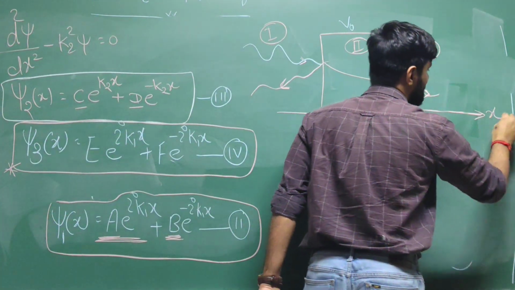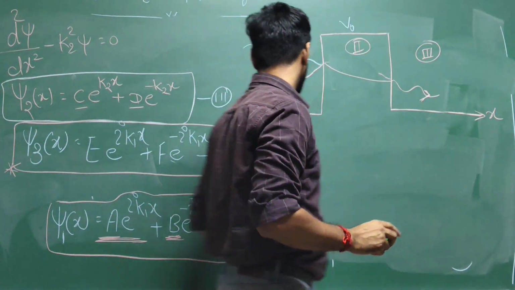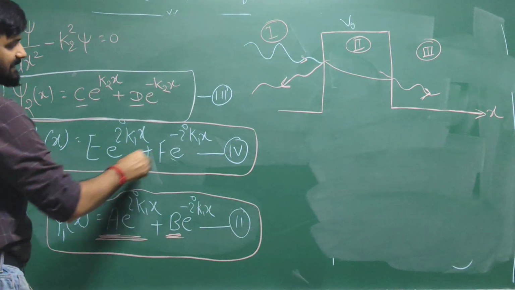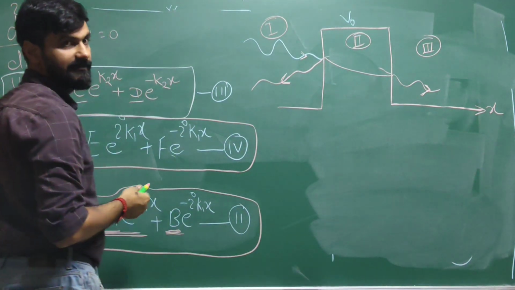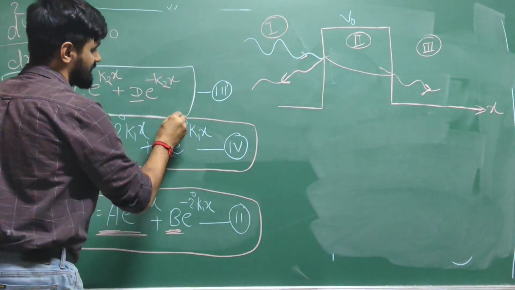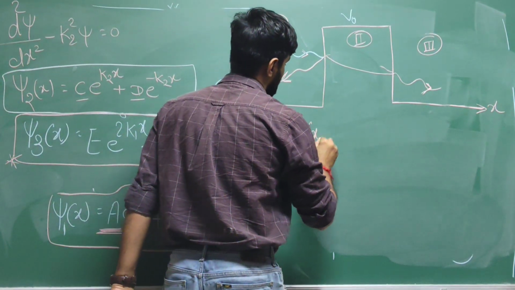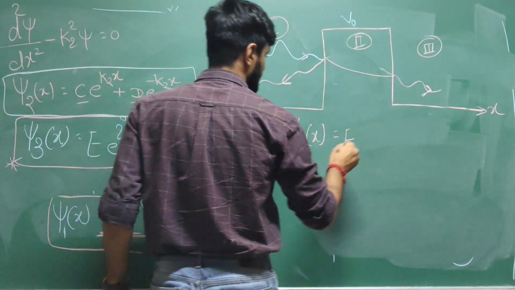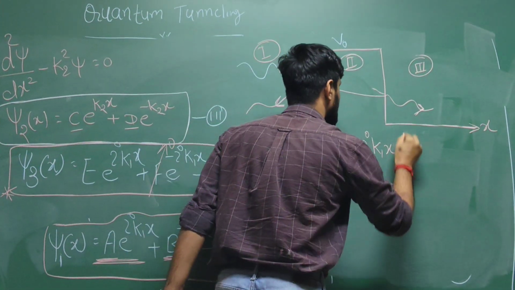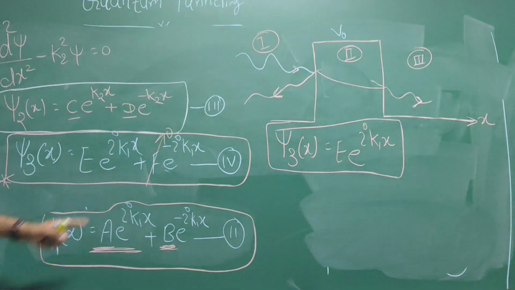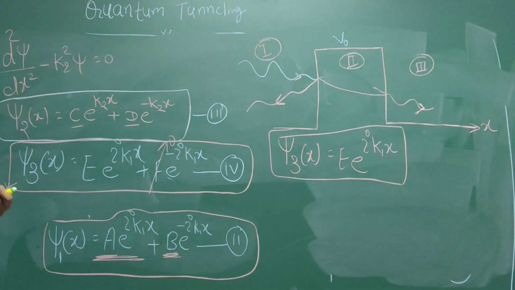We are assuming the positive x direction, so the wave moving in that direction is the one that remains. The negative part of this psi 3 wave function will be 0 because there is no wave along the negative x direction. That's why F has to be 0 to satisfy this condition. So finally, you will be left with psi 3 of x equals E e to the power iota k1x. So till now we are able to eliminate one constant, F, from equation 4. Now we are left with only 5 constants: A, B, C, D and E.